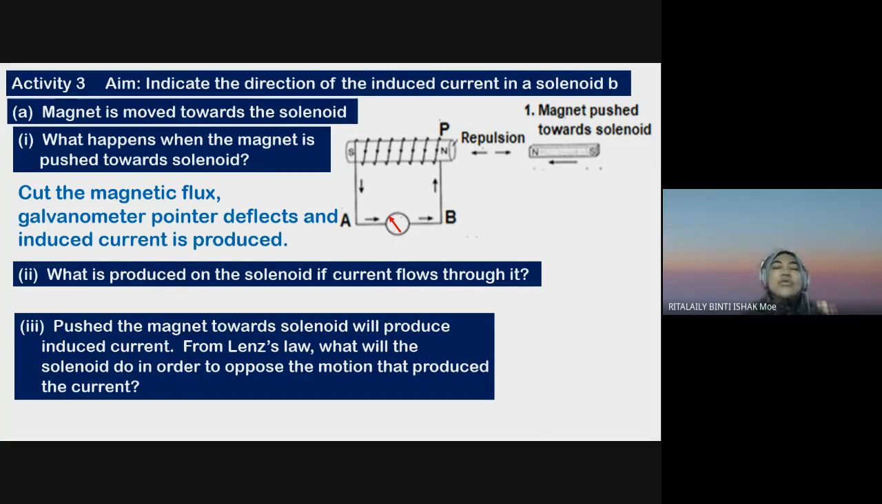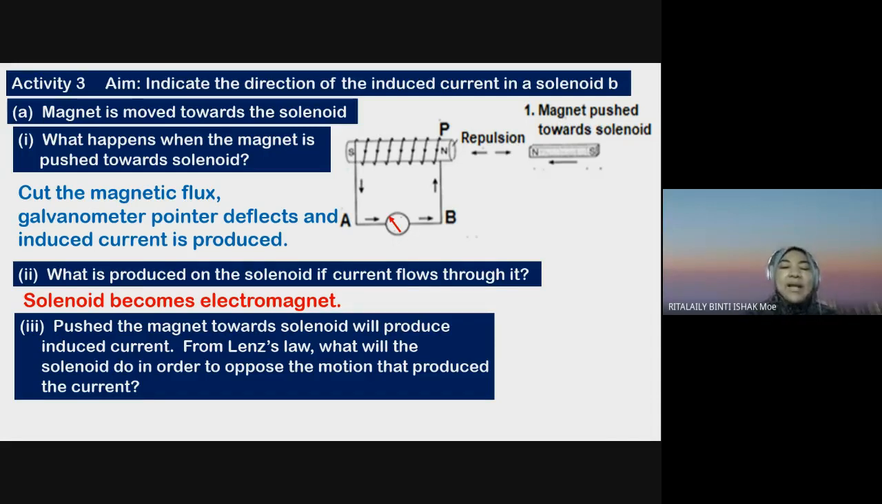Okay. So firstly, when the magnet is pushed toward the solenoid, there will be cutting of magnetic flux, and we will get induced current. Okay. So from the induced current, it produces a polarity that repels the north pole being pushed toward the solenoid. Okay, so what is produced on the solenoid if current flows through it? So this one is the next step, but actually it occurs simultaneously. So the solenoid becomes an electromagnet.